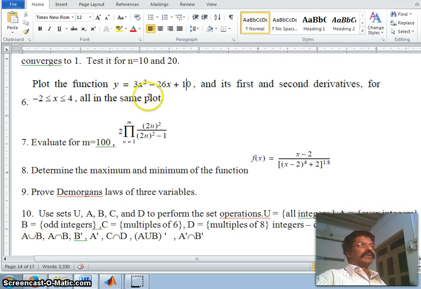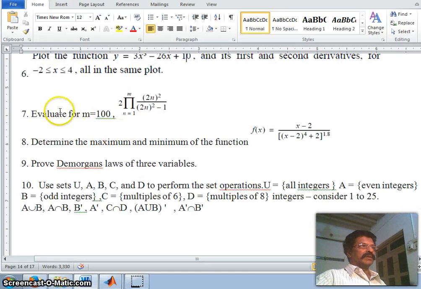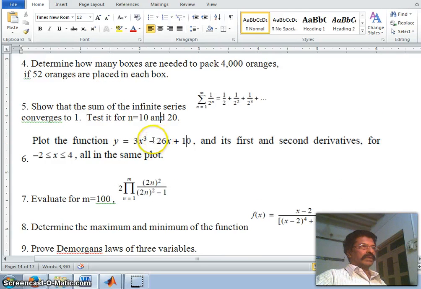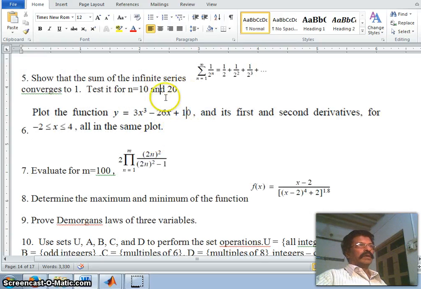Right, almost the time is coming up. Therefore the remaining problems, 7, 8, 9, 10, we shall see in our next lecture. Here we have seen 6 problems, and the remaining things we shall see in the next lecture.